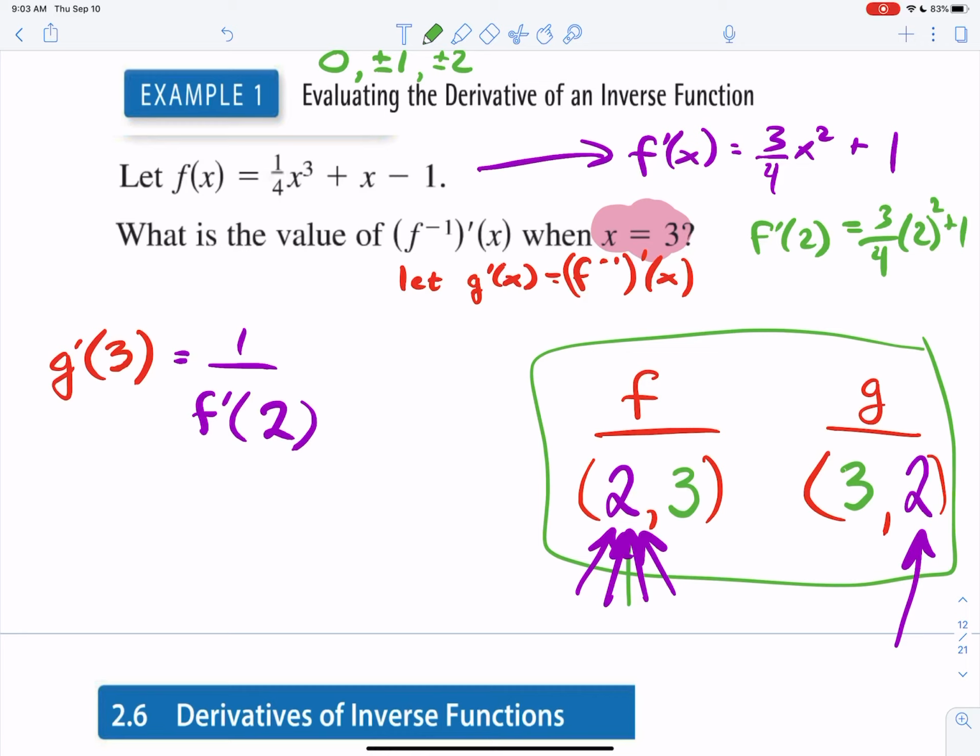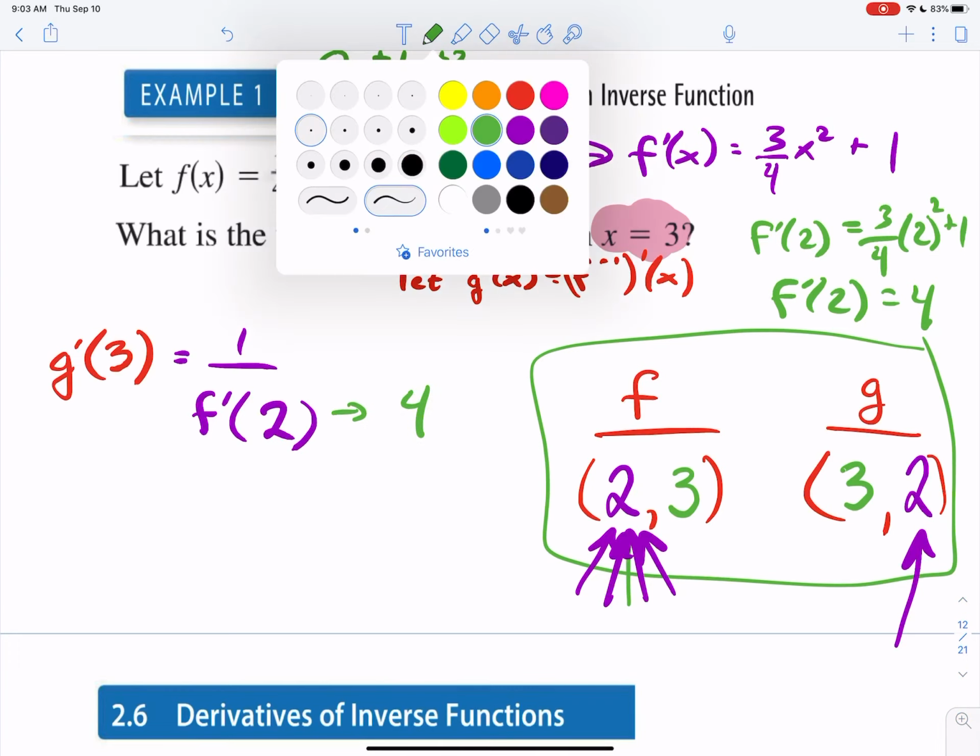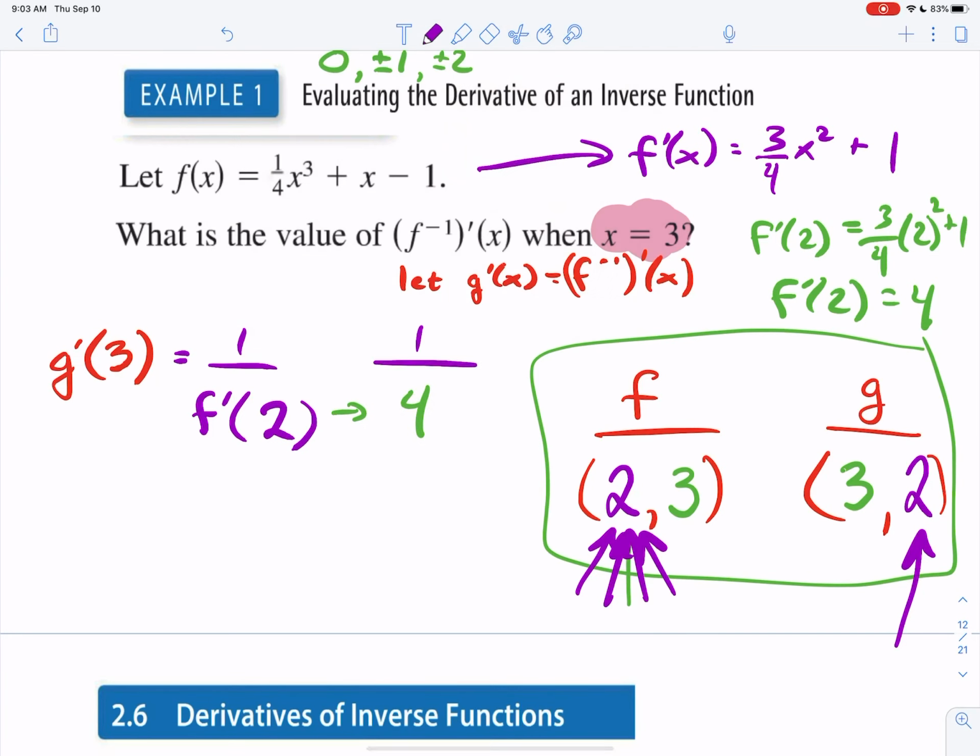I know I'm moving quickly, but feel free to rewind if you need to, okay? So f prime of 2 comes out to 4, so now I know that this is 4, but don't forget the 1 over. So there you go. G prime of 3 comes out to 1/4. All right, hopefully you guys are getting the hang of the routine here. Let's do a couple more.